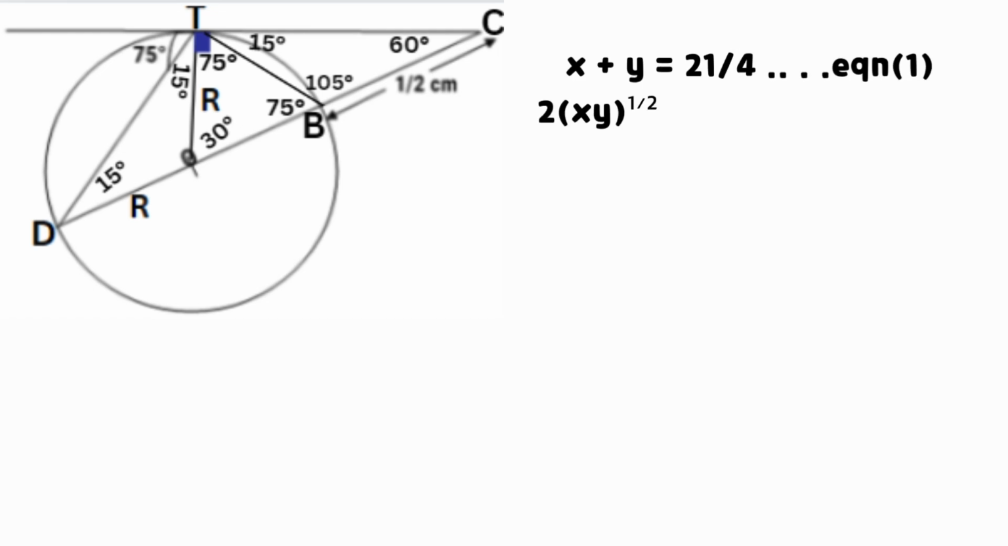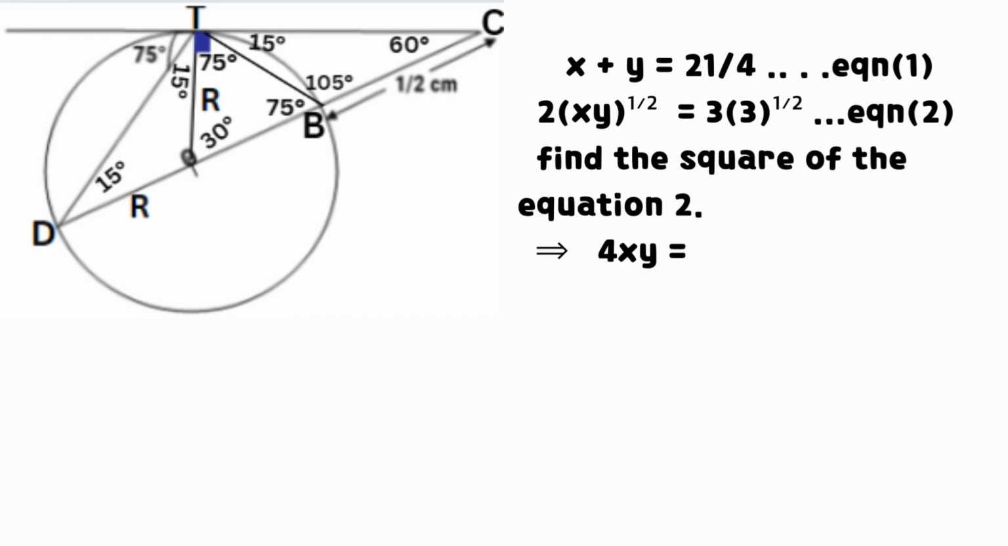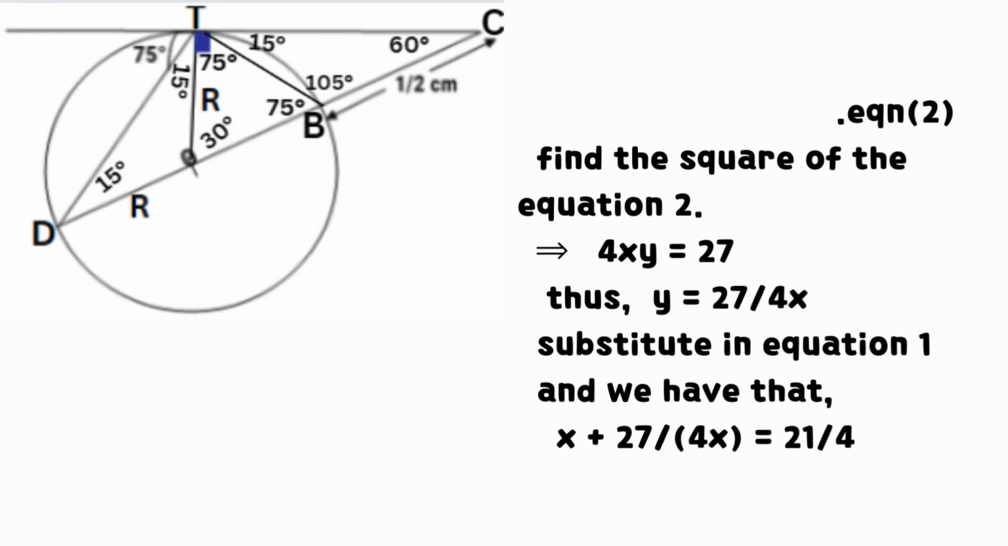This implies that the sum of x and y equals 21 divided by 4, which we call equation 1, and the product of 2 and the square root of x times y equals 3 times the square root of 3, which we call equation 2. Find the square of equation 2. This implies that the product of 4 and x times y equals 27. Thus, y equals 27 divided by 4 times x. Substitute in equation 1, and we have the equation of x as shown on the screen.